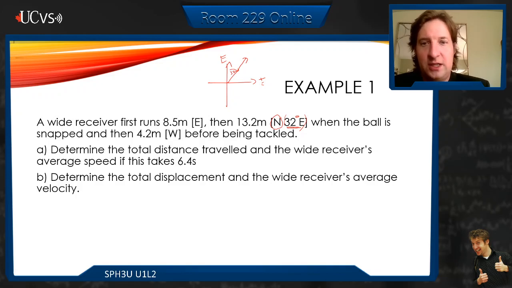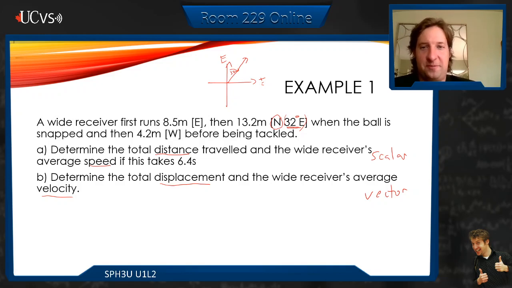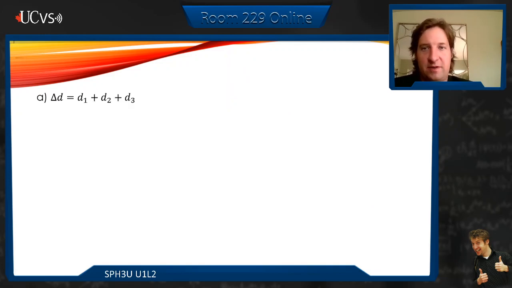So first, determine the total distance and their speed. This is the scalar question. And then we're going to have to do the same thing for displacement and velocity. So this is a scalar problem, and this is a vector problem. Basically the same problem. One is with direction, one's without. So the scalar problem is pretty straightforward, right?